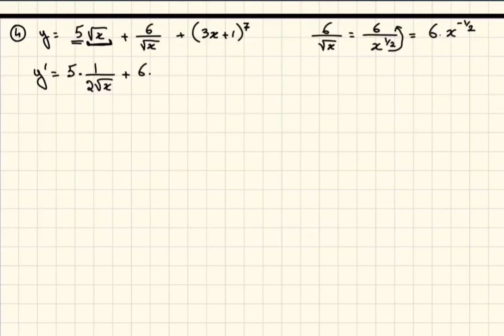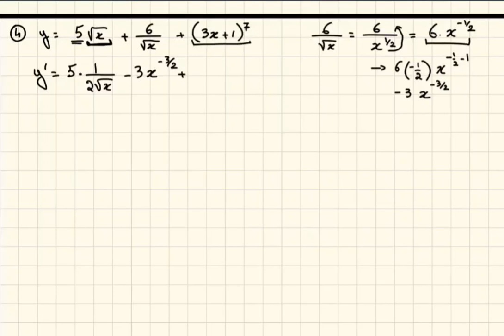Let's derive this. So I just rewrote it. I didn't derive yet. Now to derive this, it becomes 6 multiplied by negative half. So I bring the negative half down. x exponent minus half minus 1. So it becomes minus 3 x exponent negative 3 over 2. I'll write it like this first. So I'll write the final answer, which is minus 3 x exponent negative 3 over 2 plus.